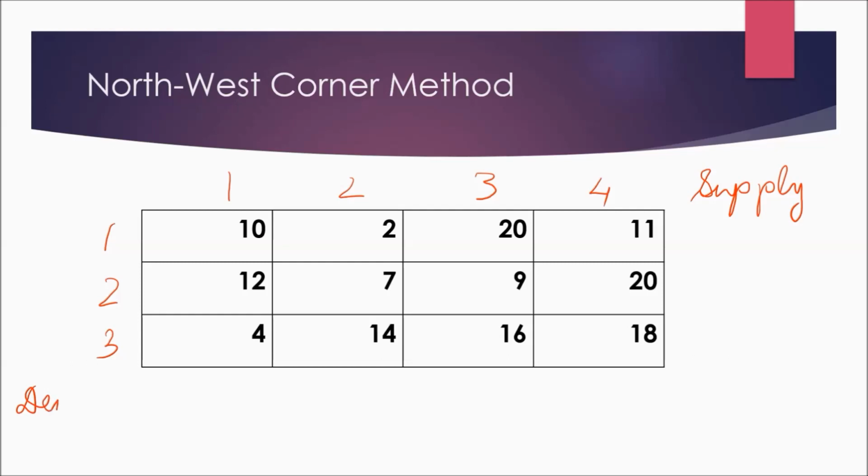Suppose this is the demand here. Suppose the demand for the first destination is 5, the demand for the second destination is 15, for the third is 15, and for the fourth is also 15. And suppose the supply of the first source is 15, the second source is 25, and the third source is 10.